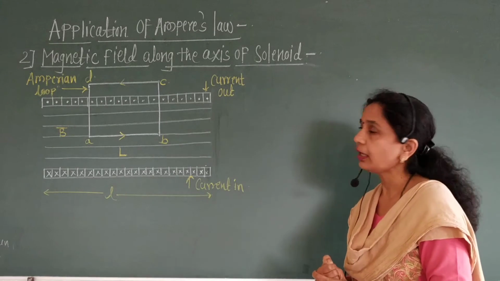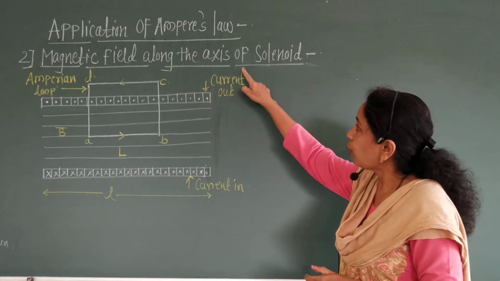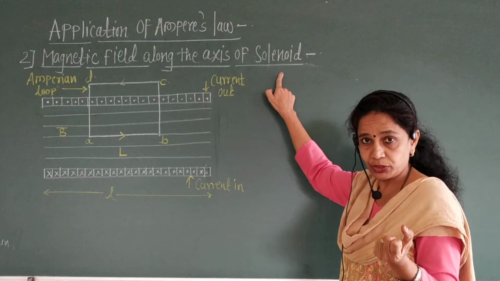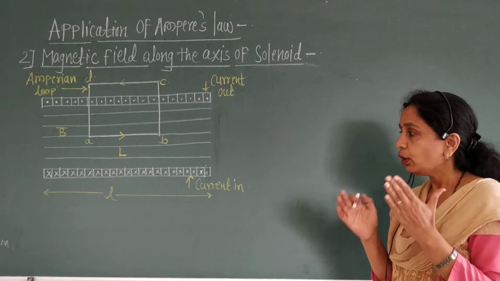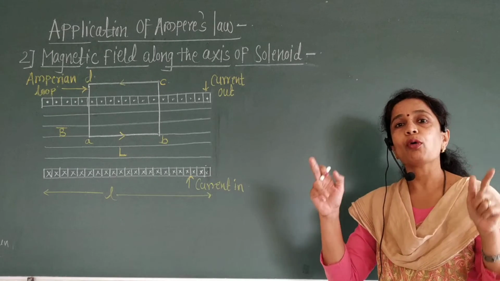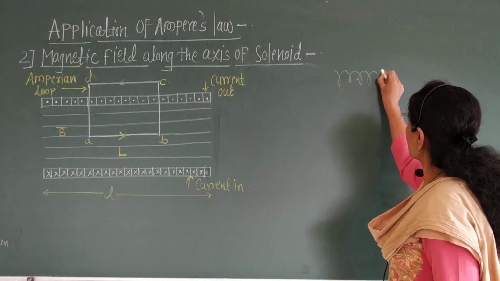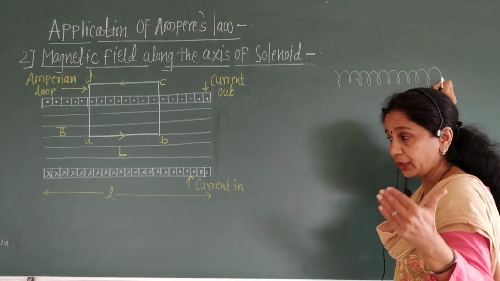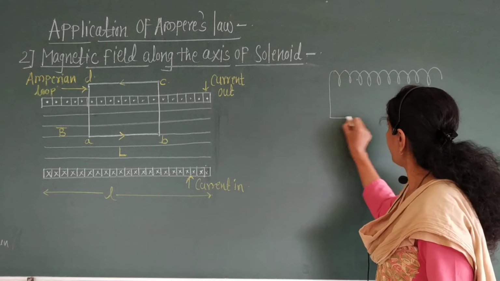Now second application of Ampere's law is magnetic field along the axis of solenoid. Now solenoid is the object, this is new to you. Then what is the solenoid? Solenoid is a long, closely wound helical coil of a conducting wire. Like this, see this. This is the long, closely wound, helical coil of a conducting wire.